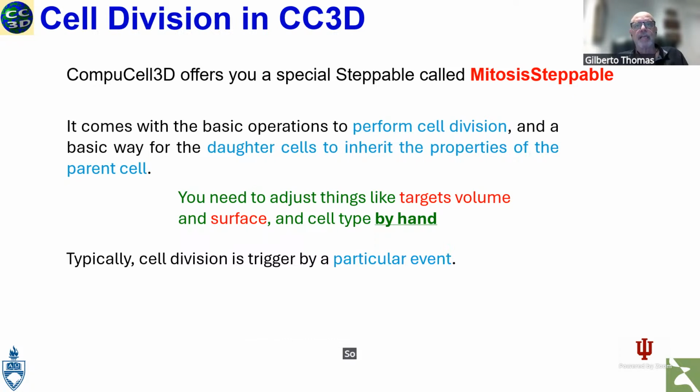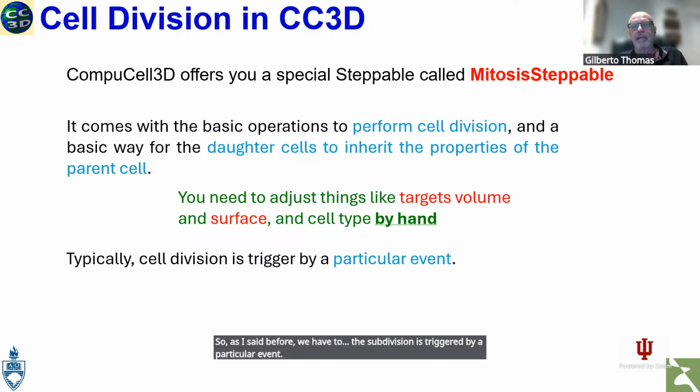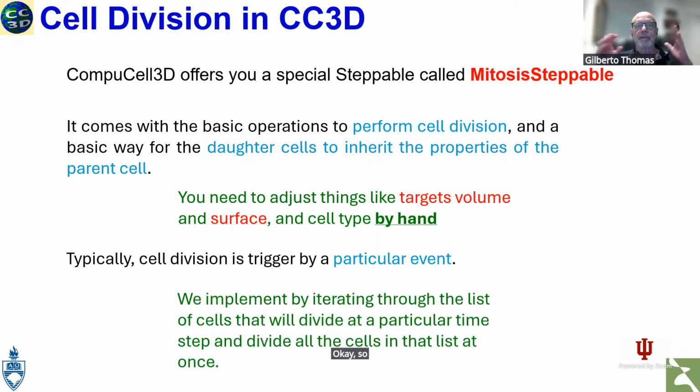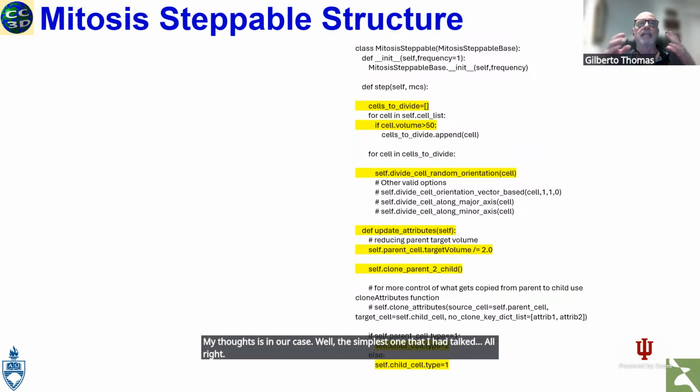So, as I said before, the cell division is triggered by a particular event. So what event will trigger this mitosis in our case? Well, the simplest one that I have talked about already: the size of the cell.